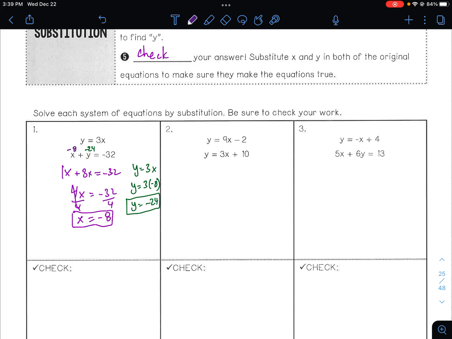If you want to write it as an ordered pair, remember x goes first, it'd be -8, comma, -24. That is our solution right there. Or you can also say x is -8, y is -24. That's it. Let's try the next one.